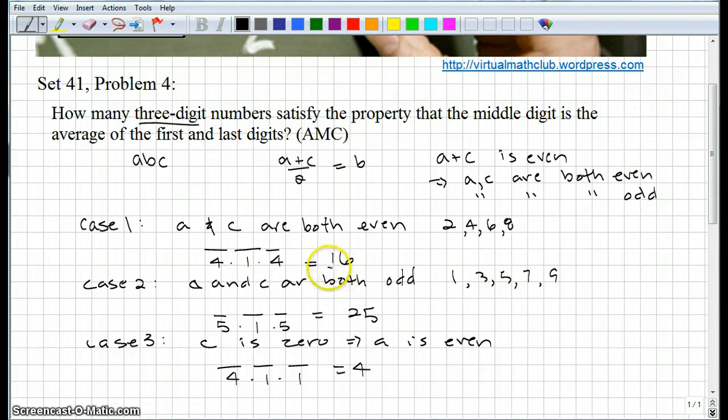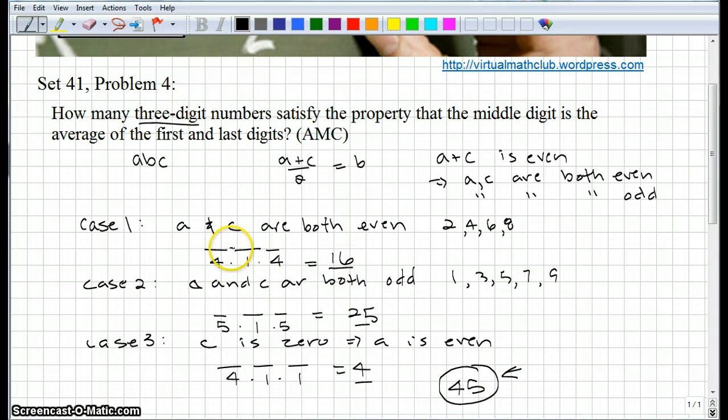Alright, so we have 16, 25, and 4. 16 and 4 is 20, plus 25, so that totals 45 possible numbers where the middle digit is the average of the first and last digit. So there you go.